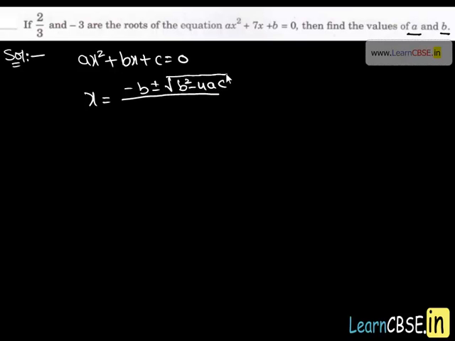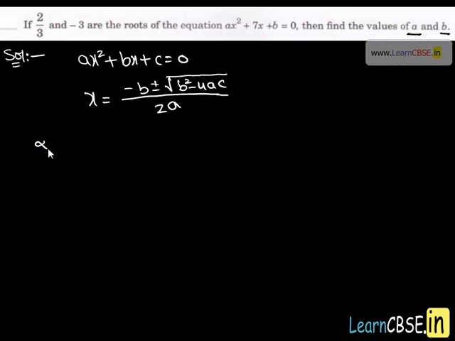We already know that a quadratic equation ax² + bx + c = 0 has two roots, and they are given by x = (-b ± √(b² - 4ac)) / 2a. Here b² - 4ac is called the discriminant.